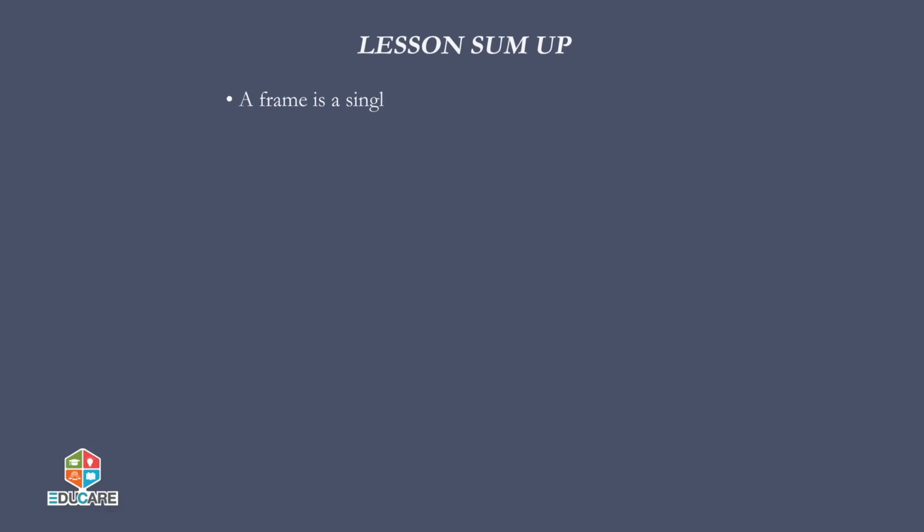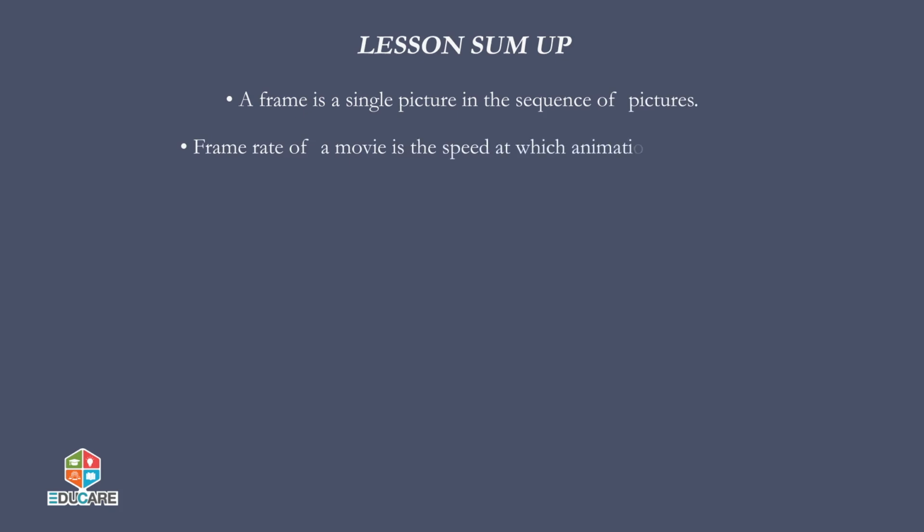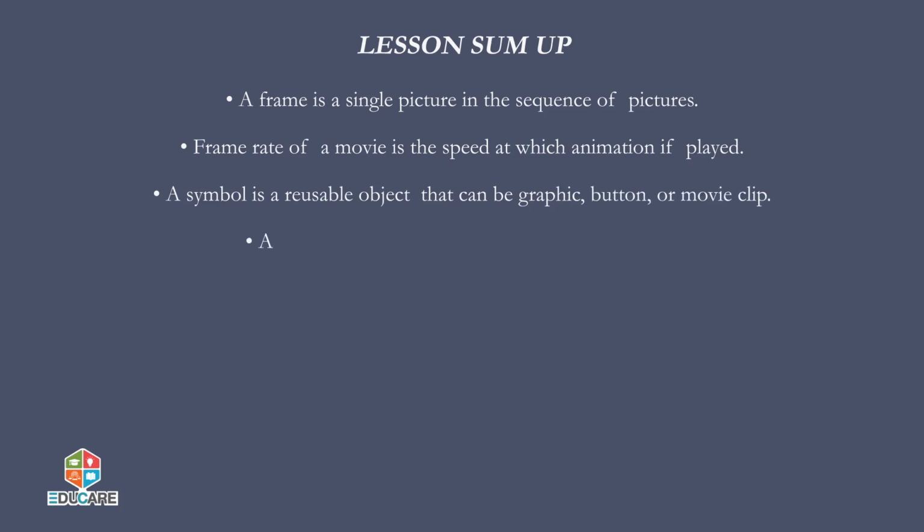Lesson sum up. A frame is a single picture in the sequence of pictures. Frame rate of a movie is the speed at which animation is played. A symbol is a reusable object that can be graphic, button, or movie clip. An instance is the copy of a symbol on the stage.